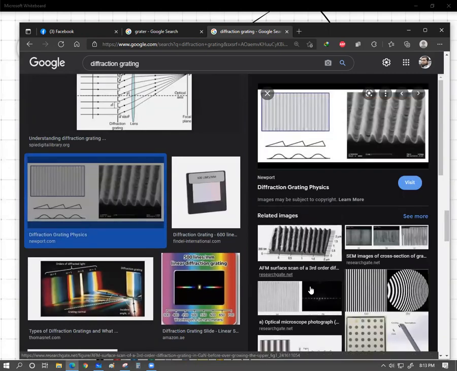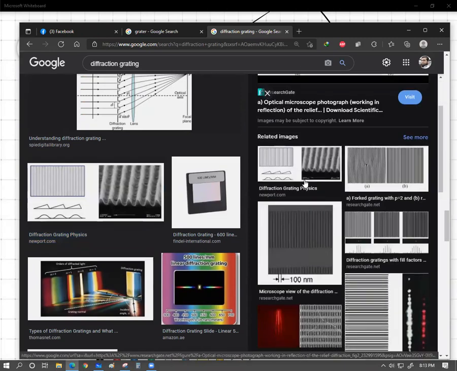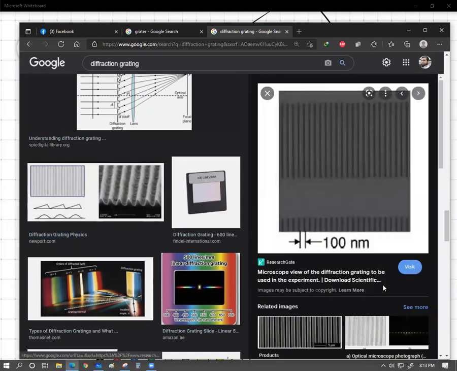How big is this picture? Beautiful, got it.